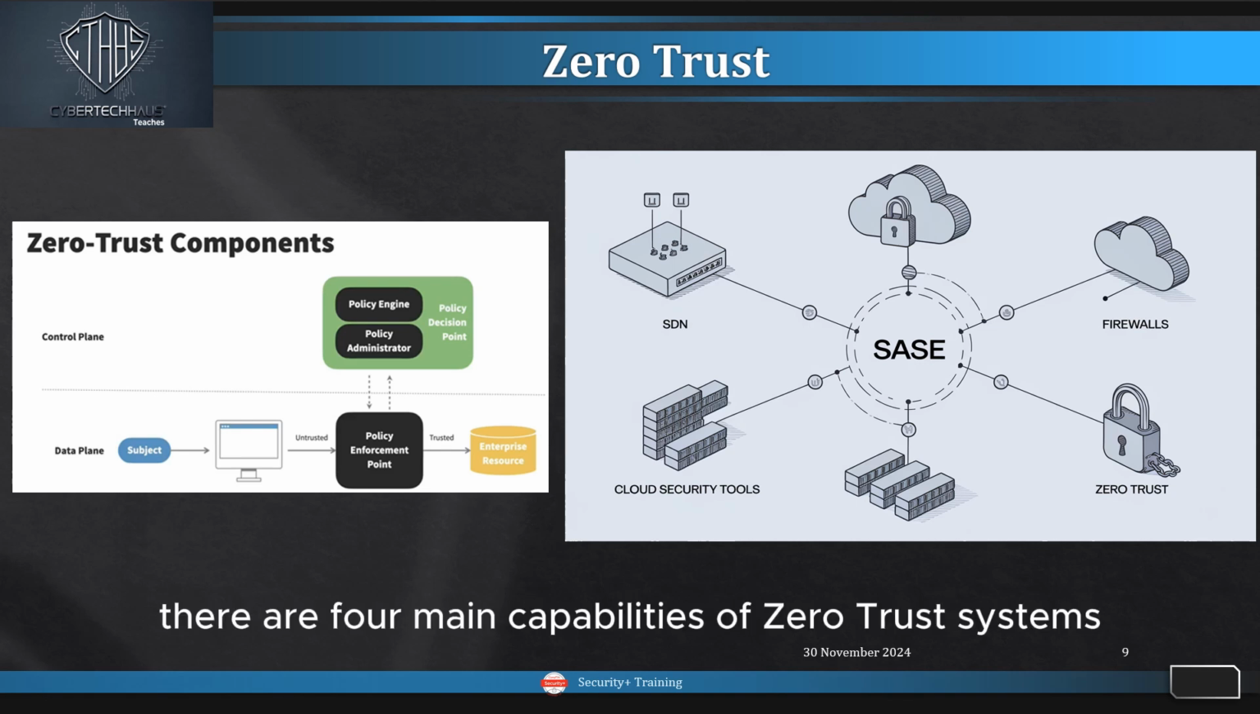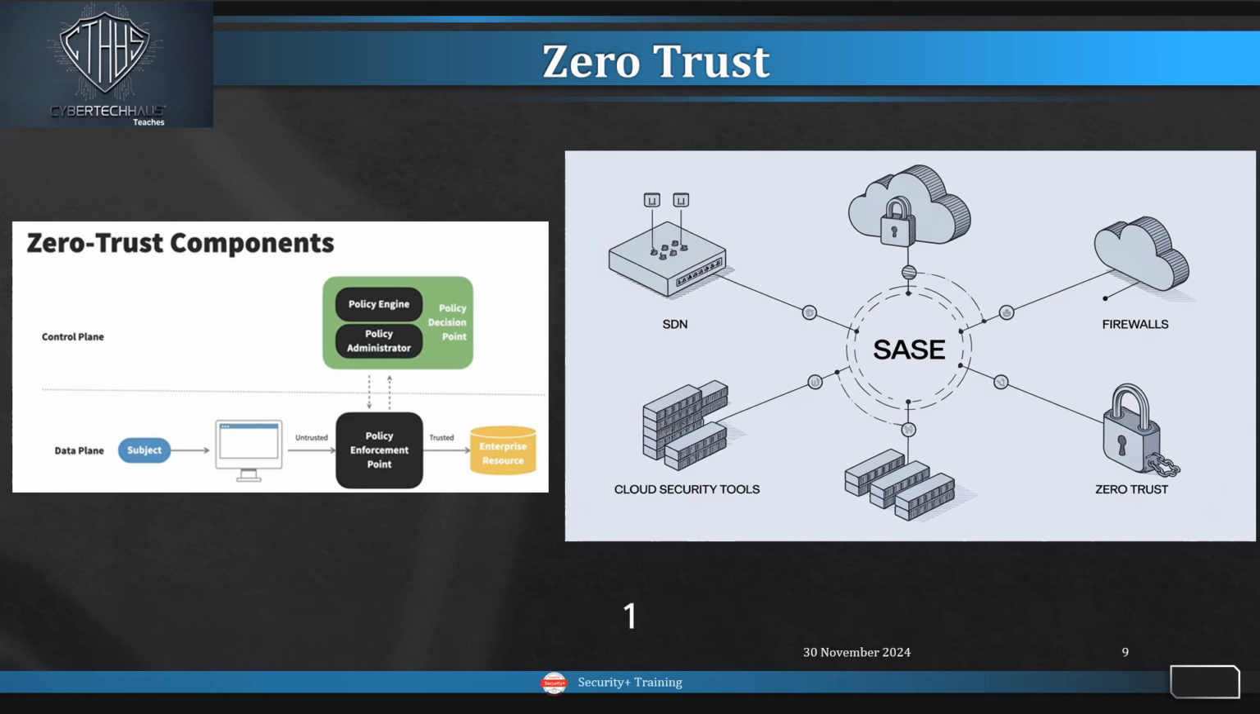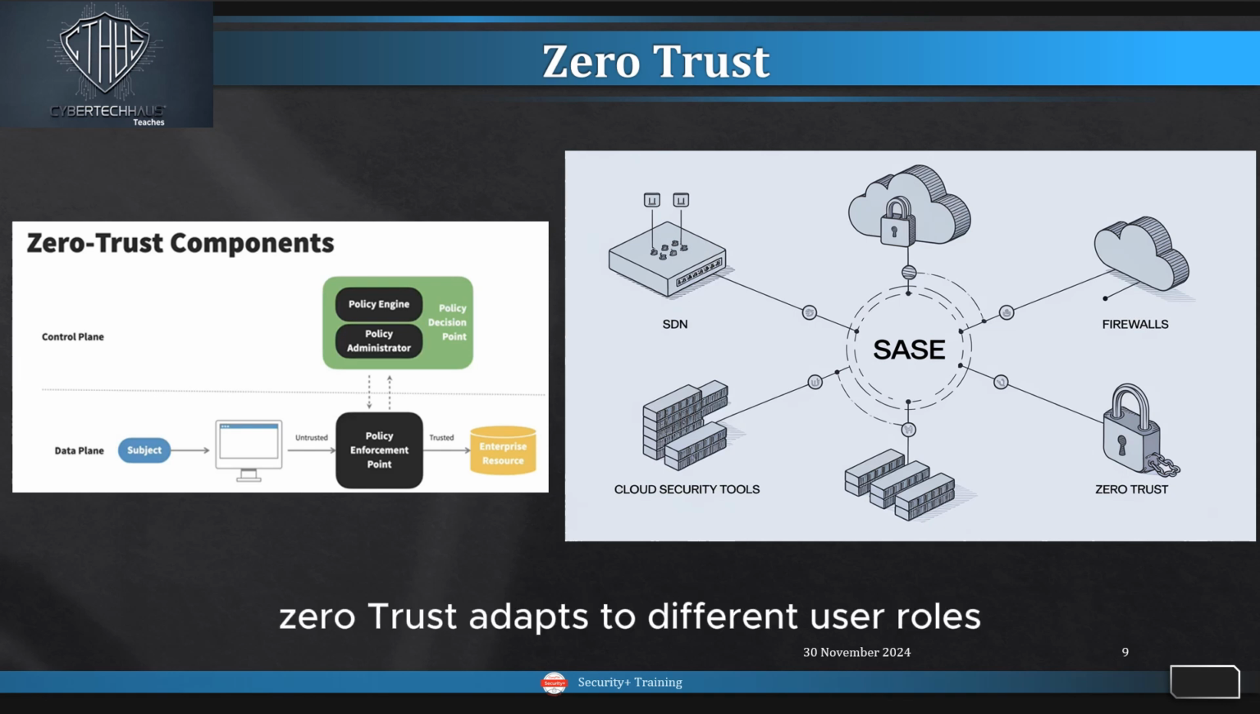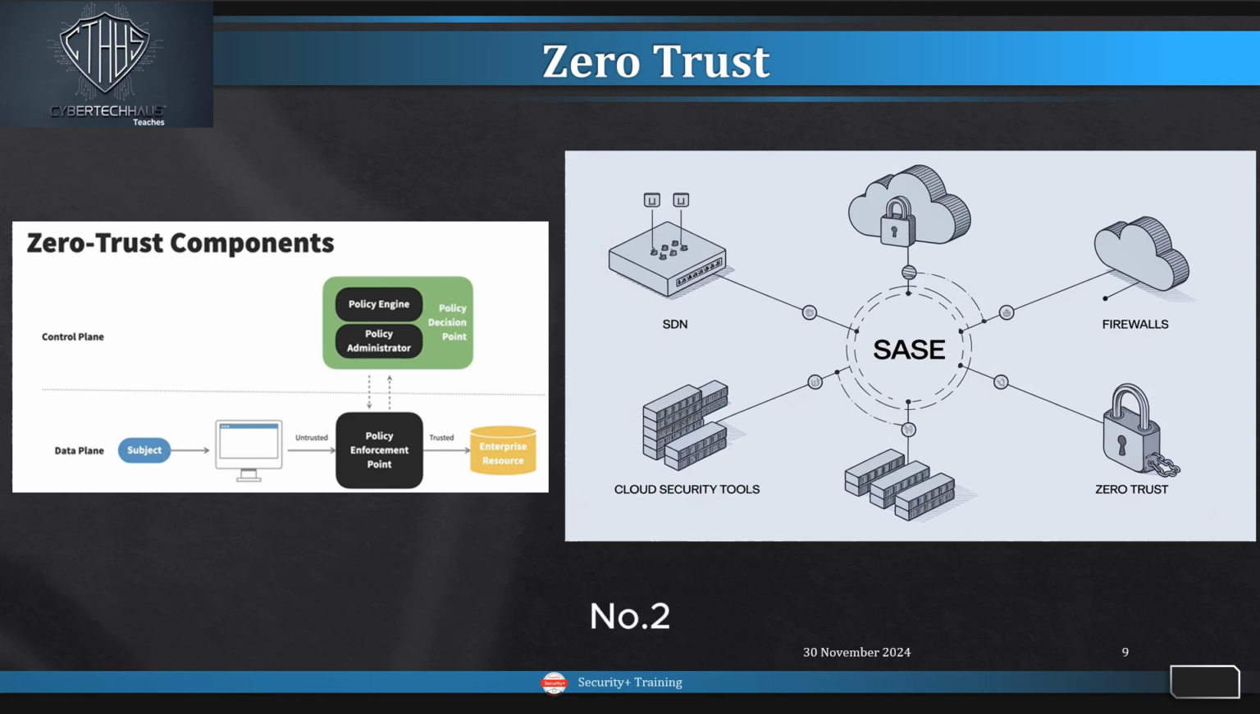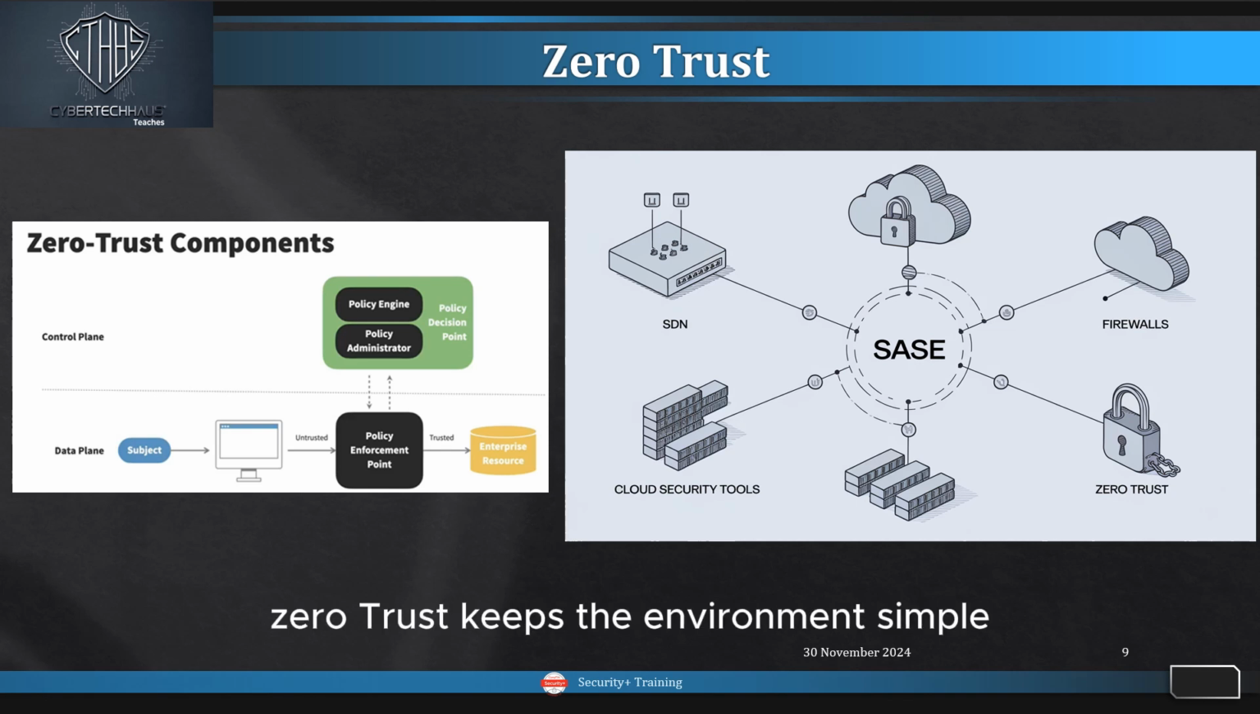There are 4 main capabilities of Zero Trust systems. 1. Adaptive identity. Zero Trust adapts to different user roles and allows for changes as roles evolve. Number 2. Threat scope reduction. Zero Trust keeps the environment simple, reducing complexity to lower security risks.